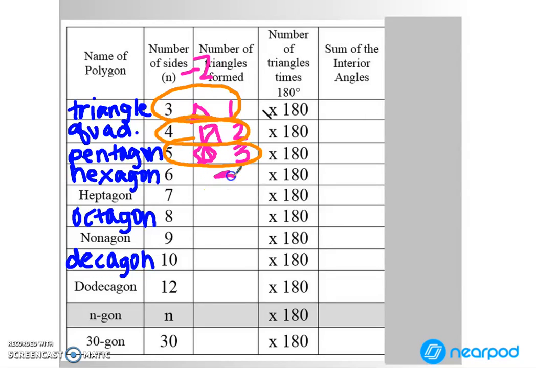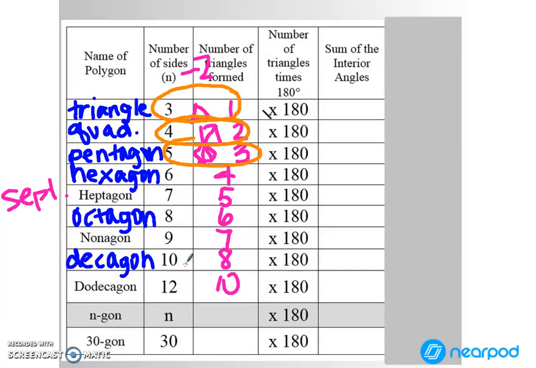So with a hexagon, there were 4. With a heptagon, which is also sometimes called a septagon, like September, septagon, there would be 5. Octagon would be 6, nonagon 7, decagon 8, dodecagon would have 10 because 12 minus 2, we skipped 11.